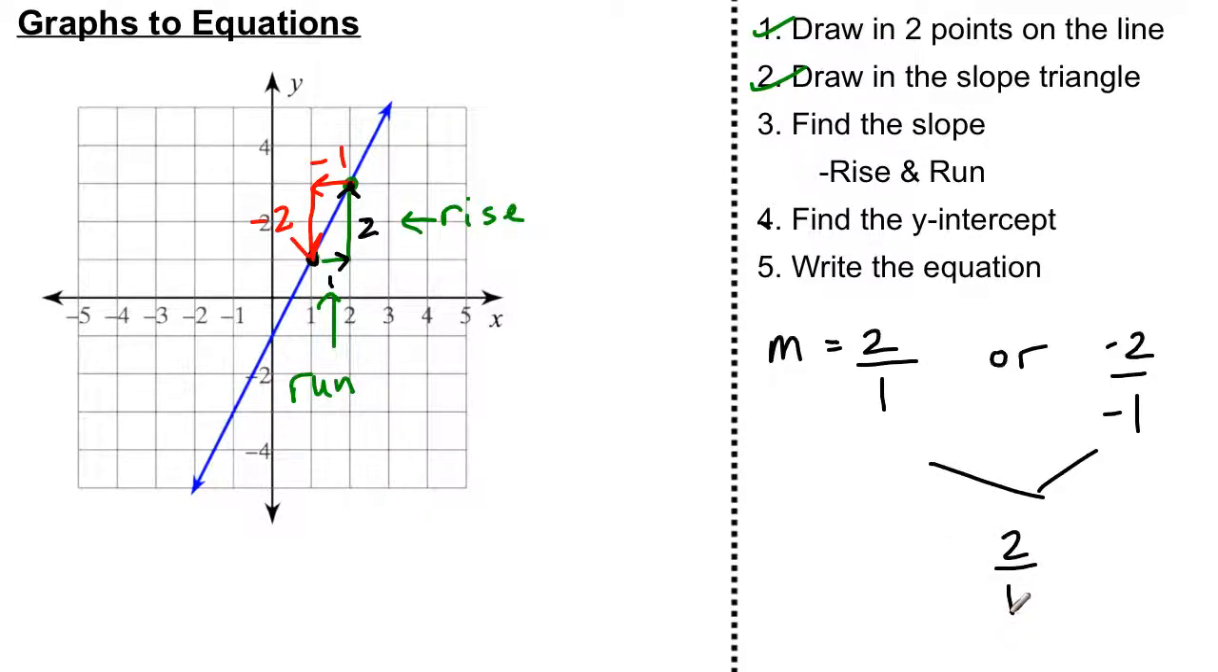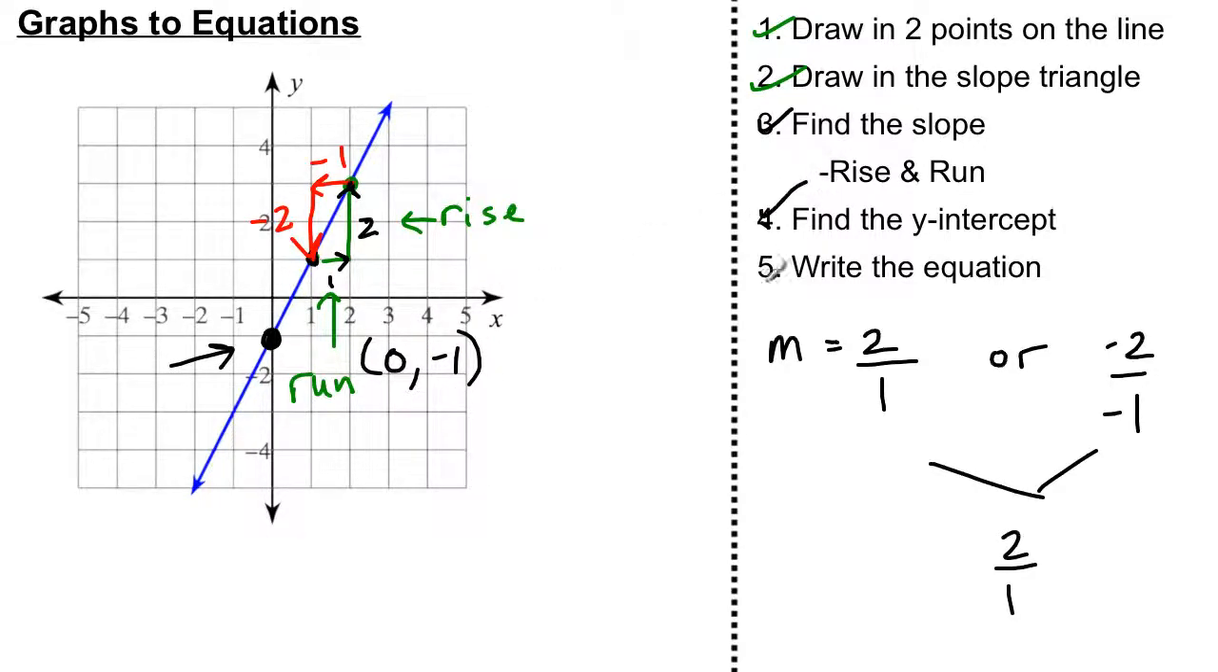Now we want to find the y-intercept. And the y-intercept is pretty straightforward. It's just going to be where this graph hits the y-axis when x is 0. So it's this point right here. That's the point 0, -1.